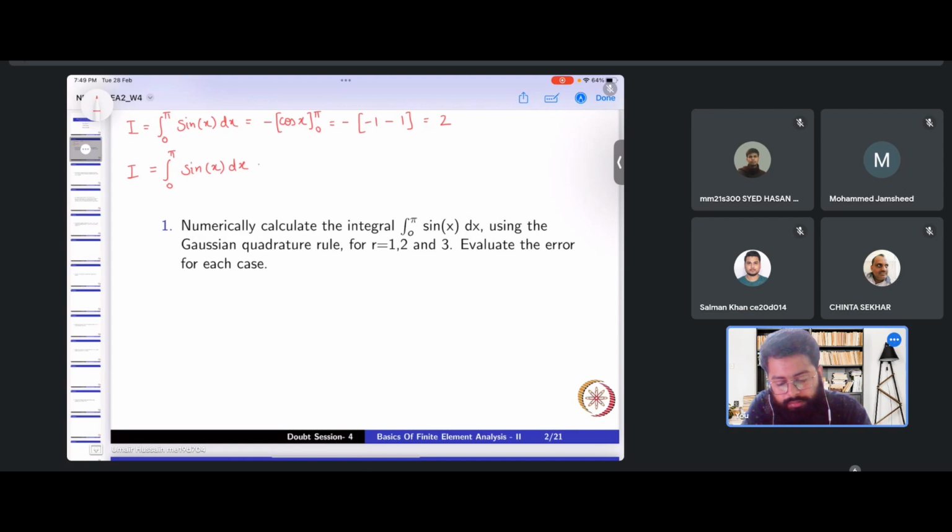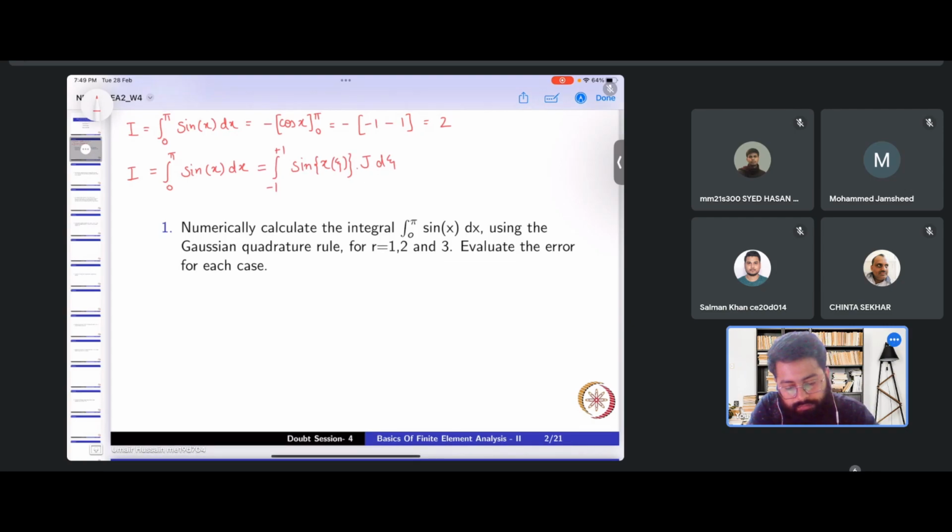Okay, so to solve using Gauss quadrature, firstly we need to change the integral limits to -1 to 1. Sin x should now be a function of zeta, times J d zeta. So how do you find this transformation function x of zeta and this Jacobian J?